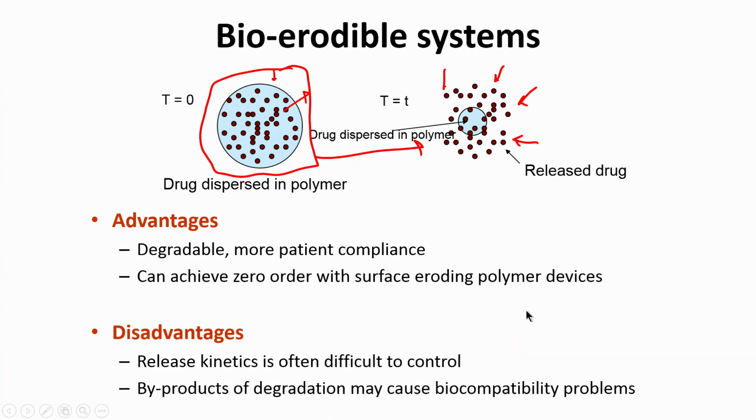Some of the disadvantages are that, apart from surface eroding polymers, the release kinetics can be very difficult to control. And not only that, you have to worry about what happens when this polymer degrades, whether the components it is degrading into are toxic, whether they are causing any adverse effect, or whether they are interfering with the drug. So, all of these biocompatibility problems start to chip in.